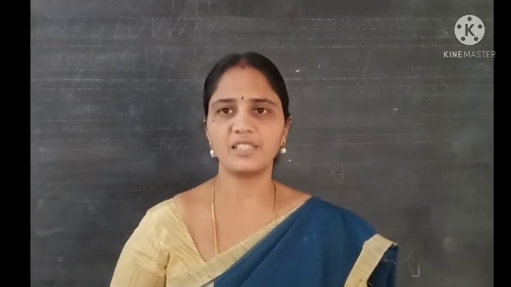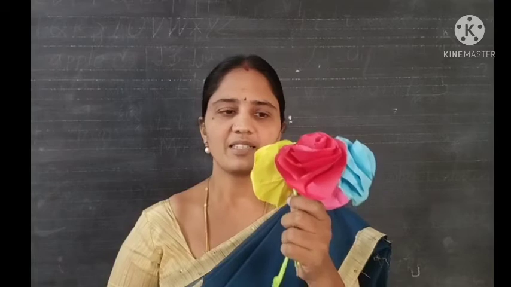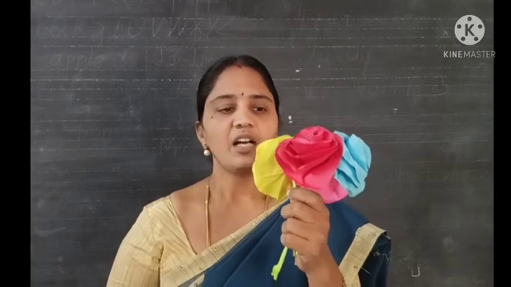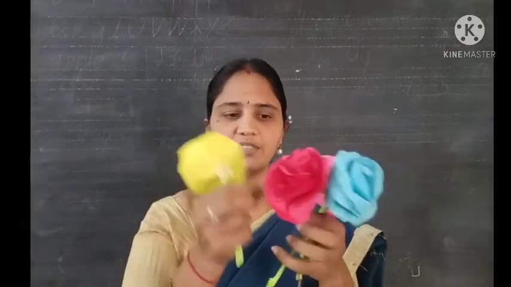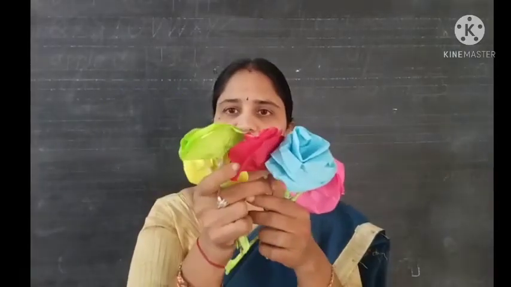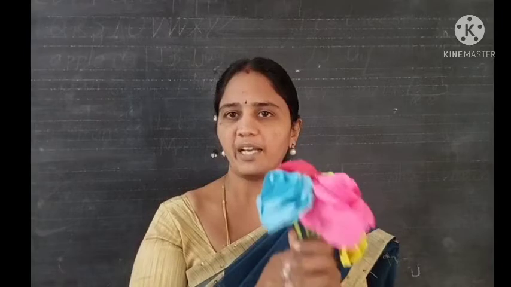Back to math session. Children, observe my hand. What are there in my hand? Flowers. Yes, these are flowers. How many flowers are there in my hand? Let us count. Children, count with me. 1, 2, 3, 4, 5. 5 flowers are there in my hand.